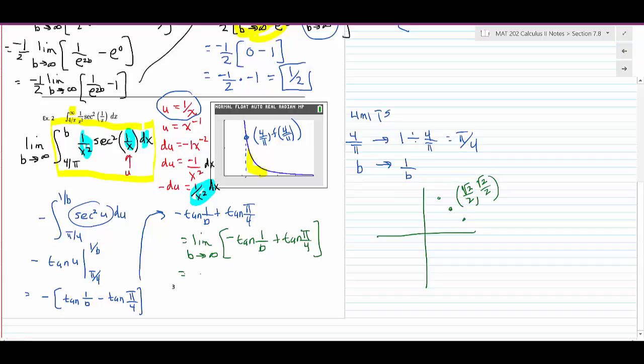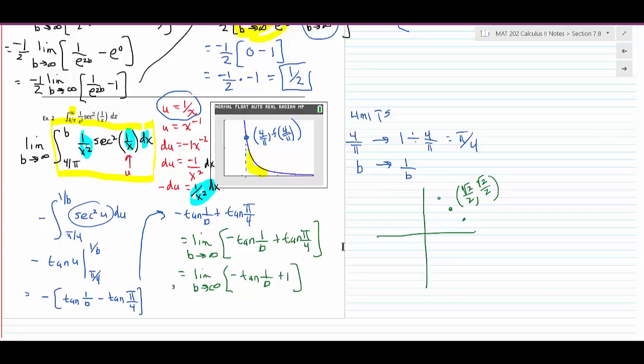So you're really going to have the limit, as b goes to infinity, of negative tangent of 1 over b plus the tangent of pi over 4, which we said is equal to 1. So you could go ahead and evaluate that. Now we're finally ready to do the limit. Does that make sense so far? Tangent of pi over 4 is y over x, so that's 1. Now we're ready to do our limit.